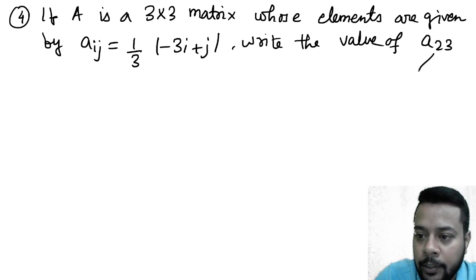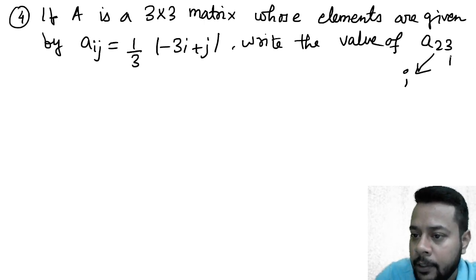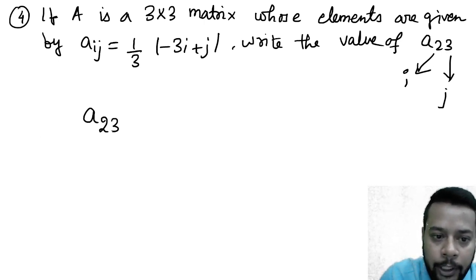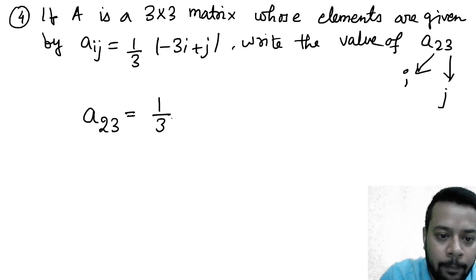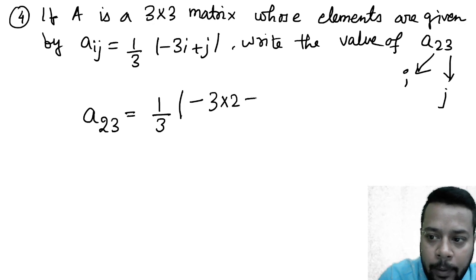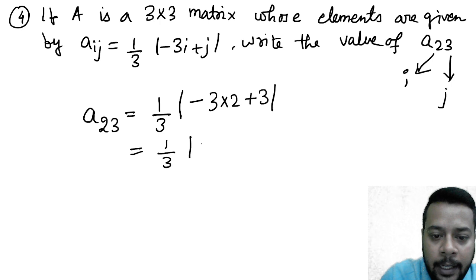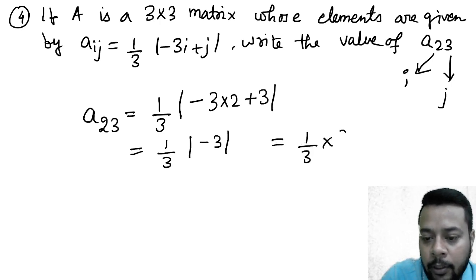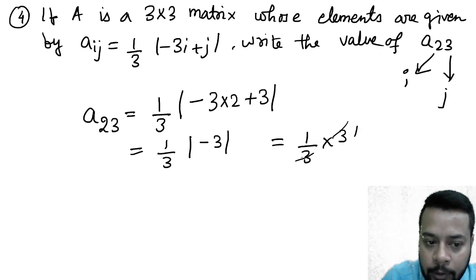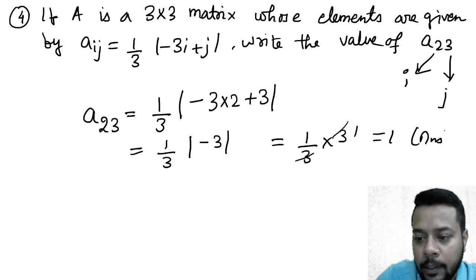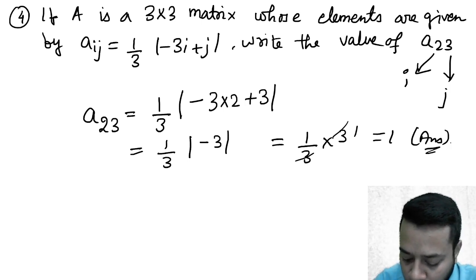A23 denotes what? 2 denotes the value of i, 3 denotes the value of j simply. Then what will be the answer of A23 according to this formula? It will be simply 1 by 3 as usual, mod of minus 3 into i's value 2 plus j value 3. So after solving, we get minus 6 plus 3, which is minus 3, and we know the mod of minus 3 is only 3. So the answer we are left with is 1. So the right answer for this question will be 1.